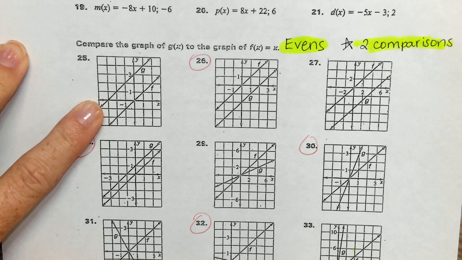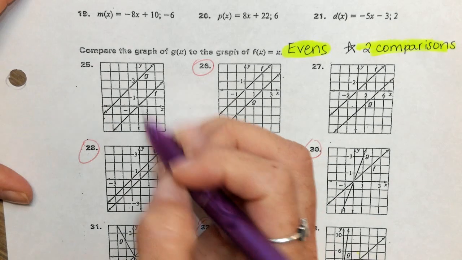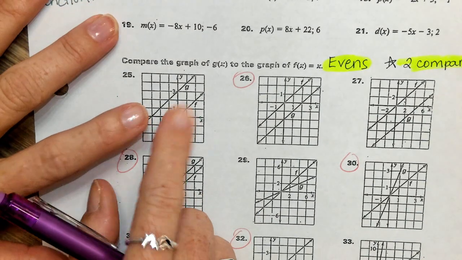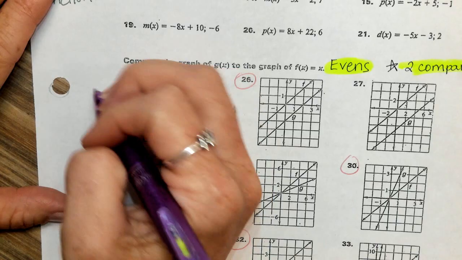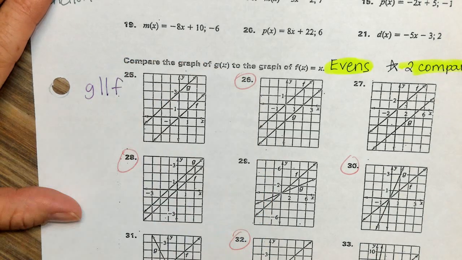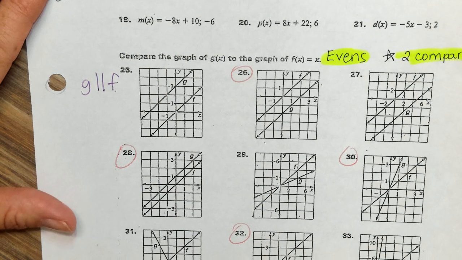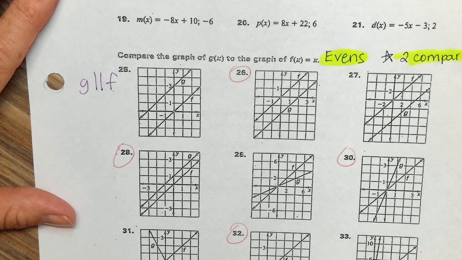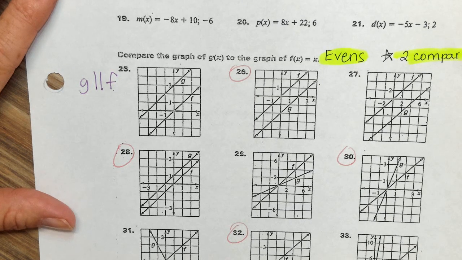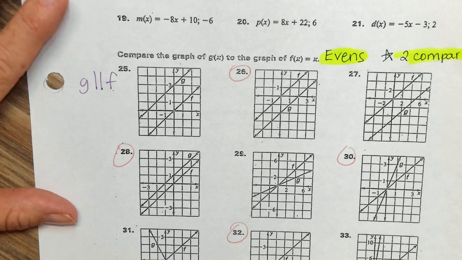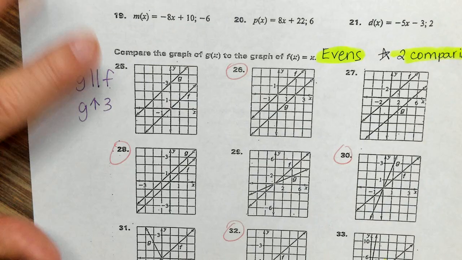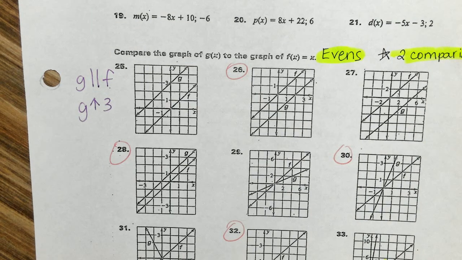So go to number 25. Look at them. What is one comparison I could say? So I would write G is parallel to F. What's the other one I would say? G is how much up? G is 3, or up 3. Those are 2 comparisons. Are we good with that?